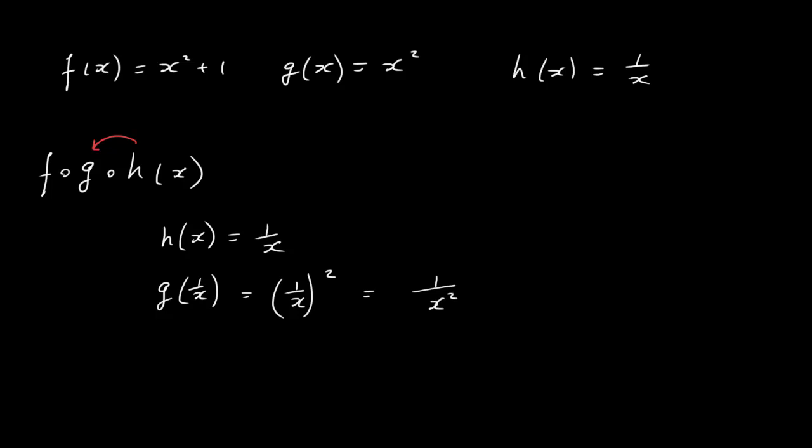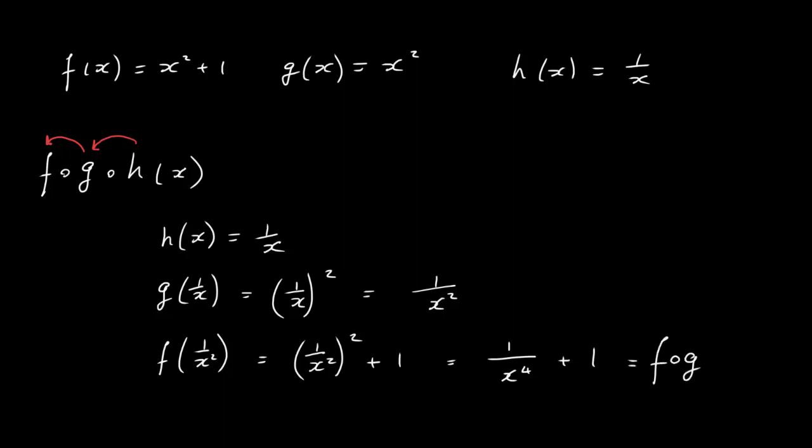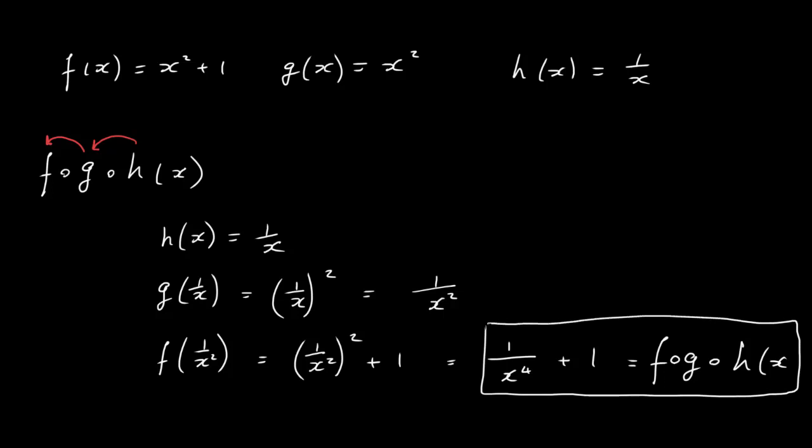And what we get there, then we need to just put that into f. So we're going here now, back to f. So let's do that. So what did we get? We're now at 1 over x squared, so we need to put that into f. So we're going to do f of 1 over x squared. That's just going to be squaring it and adding 1. So we have 1 over x squared. We need to square that and we need to add 1. So that will just give us, well, 1 squared is just 1. X squared squared is x to the power of 4 plus 1. That's it. This is our f after g after h of x. This would be our composite function here.